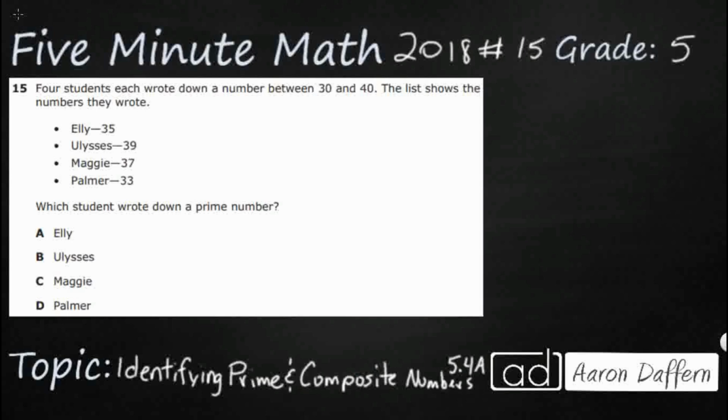So we have 4 students. They're each writing down a number between 30 and 40, and we've got our numbers right there: Ellie, Ulysses, Maggie, and Palmer. The list shows the number they wrote. We need a prime number.